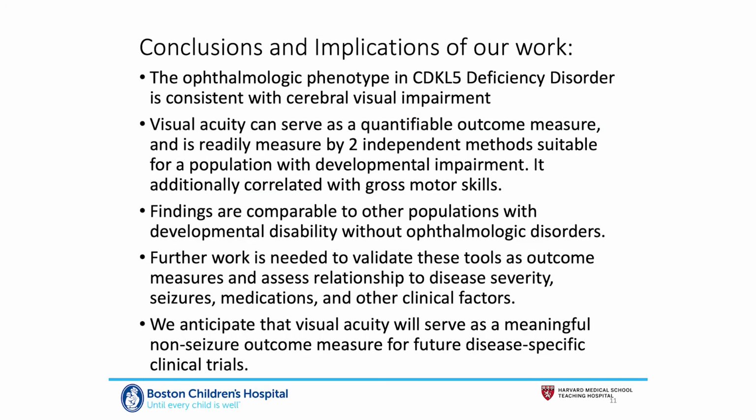With regard to conclusions and implications of our work, the ophthalmologic phenotype in CDKL5 deficiency disorder is consistent with cerebral visual impairment. Visual acuity can serve as a quantifiable outcome measure and is readily measured by 2 independent methods suitable for a population with developmental impairment. It additionally correlated with gross motor skills. Findings are comparable to other populations with developmental disability without ophthalmologic disorders, in many of which CVI is also diagnosed.